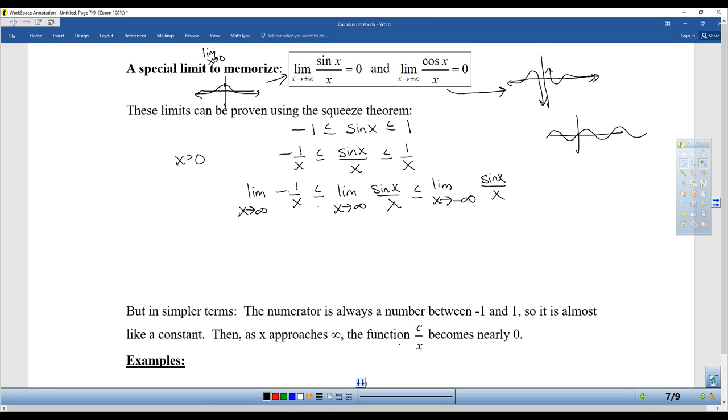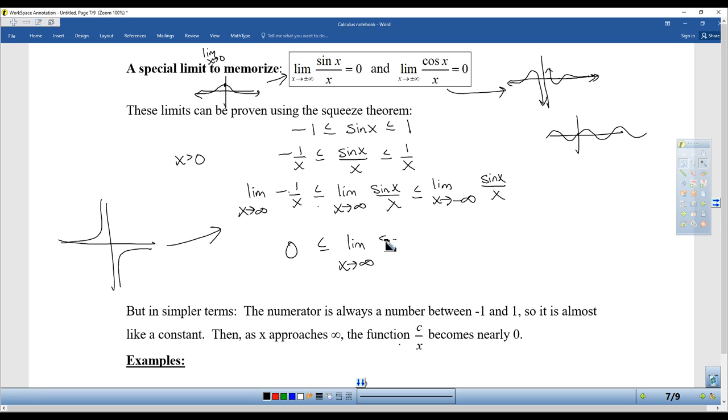Okay, so now I have the format that I want. So let's fill in this limit. Negative 1 over x is this graph right here. And as x goes to infinity, what is this function doing? The expected y value is 0.